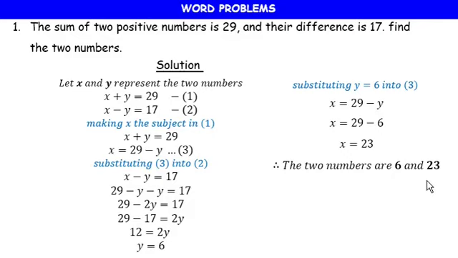Now let's see whether we are right or wrong. In maths you can always prove your answer. In most cases you can test whether your answer is correct or wrong. So it says the sum of two positive numbers is 29. Is it true that when I add 6 to 23 I'm going to get 29? Yes, of course, right? And their difference is 17. Is it true that when I subtract 6 from 23, I'm going to get 17? Yes, the answer is yes. So it means that we are right.